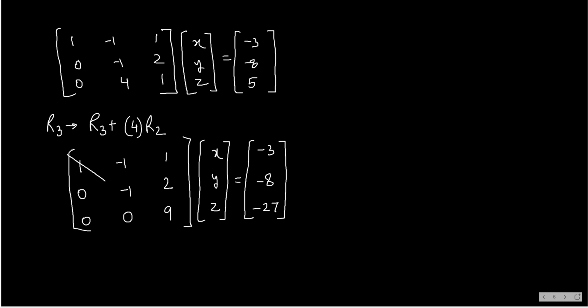So now we got the upper triangular matrix. See, this is the reduction method. In the reduction method, the first step is you get the upper triangular matrix. See, below the diagonal, all the elements are 0.